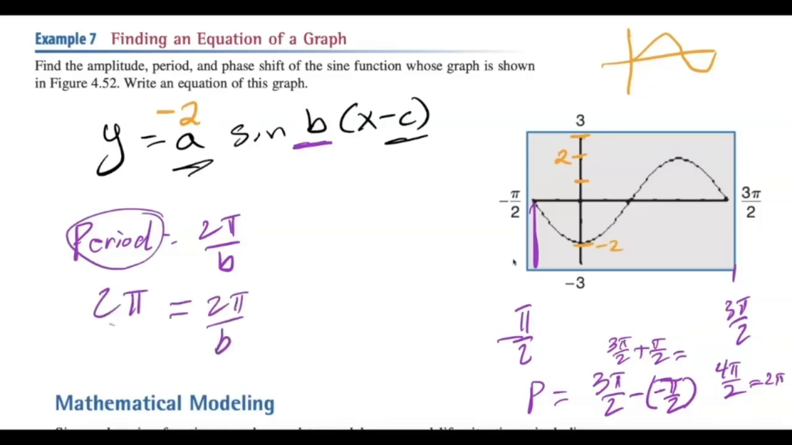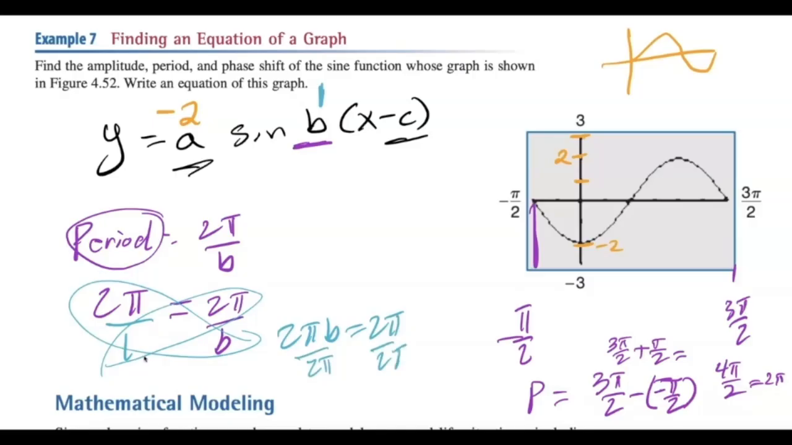This one's easy enough. You can just look at it and go, wait, those are equal. B equals 1. Done. If you didn't, you can always cross multiply and get 2 pi b equals 2 pi, and then divide by 2 pi, and you get b equals 1. That's how you normally would solve it. In this case, b was 1, so it made it really easy.